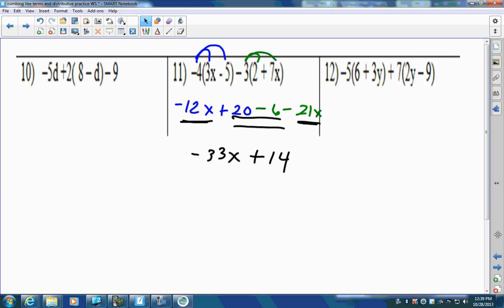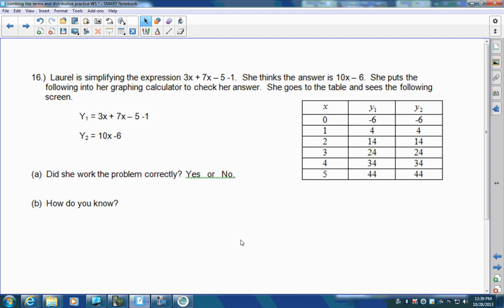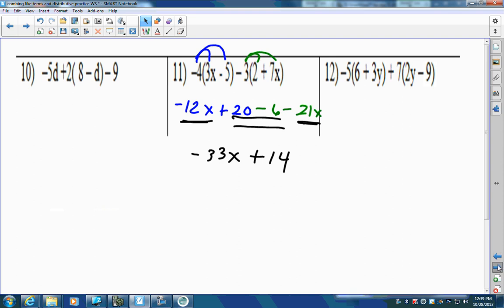Now, number 13, or not 13, how to jump to 16. What happened? I don't know. Whatever, this problem right here.